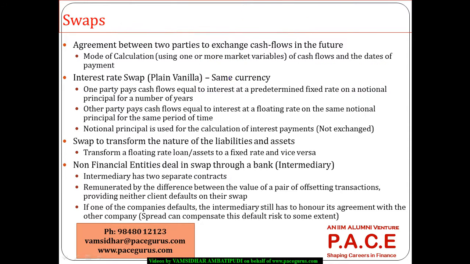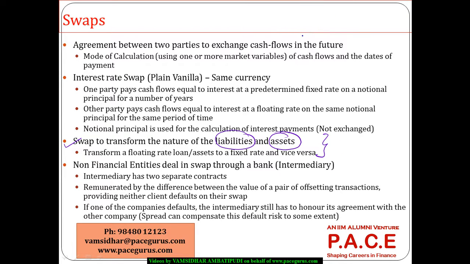The same logic can happen with the assets also, which means swaps per se, they really help to transform the nature of the liabilities and assets. The fixed rate loan can be converted into a floating rate loan and vice versa. The fixed rate asset can be converted into a floating rate asset and vice versa. That is where swaps play a very important role in transforming the nature of the liabilities and the assets.